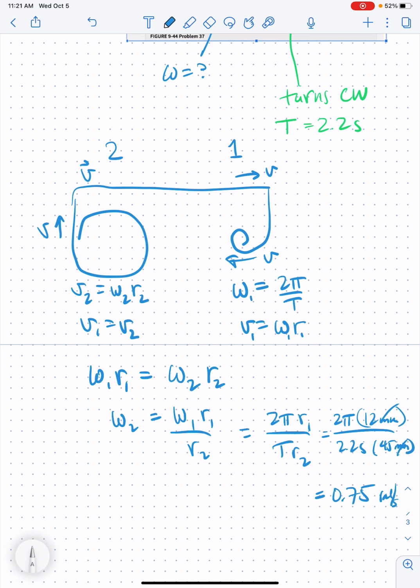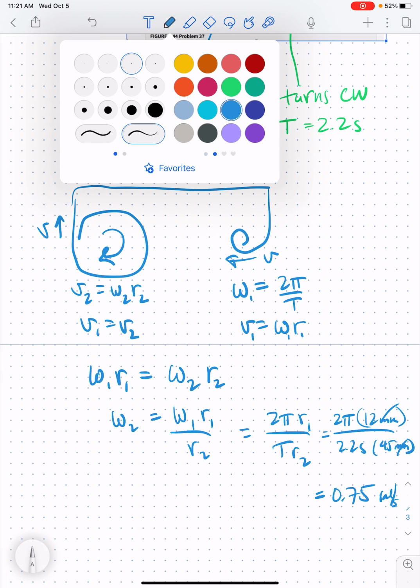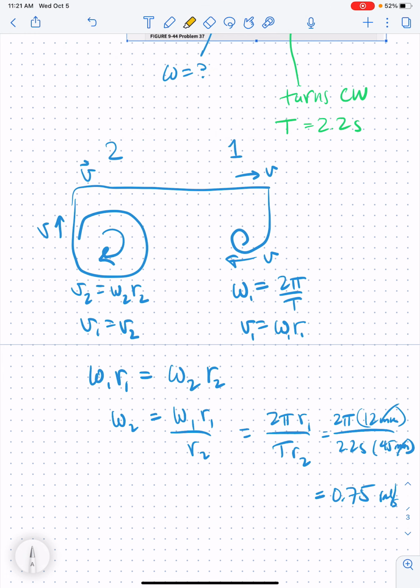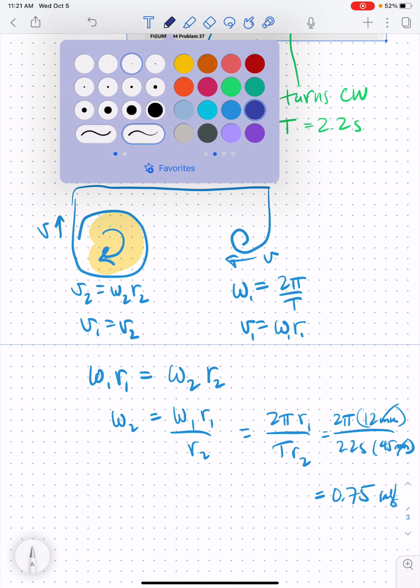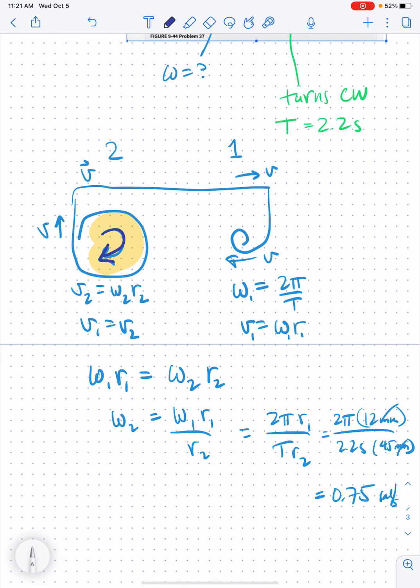Okay, and this is clockwise because if you look at the way this picture has to turn, this needs to turn here. I'll do this in another color to highlight it. This has to turn clockwise since this is turning clockwise, right? Because this is the direction that the tape is pulling. Okay, so they're both turning clockwise. So that's the first part of this question.